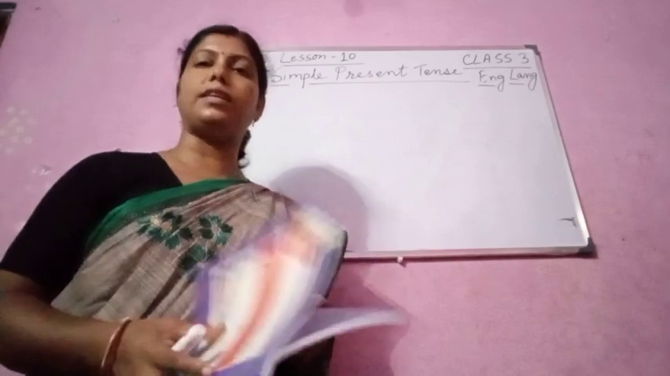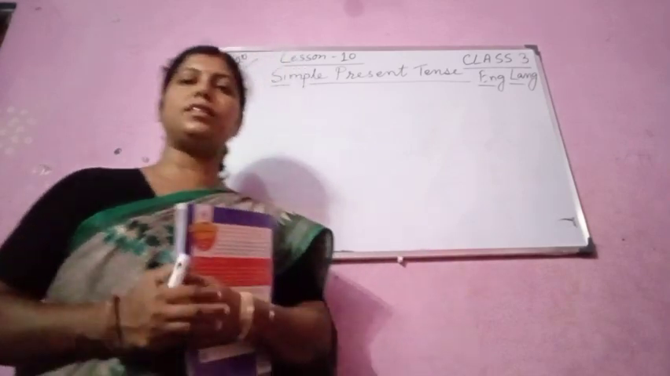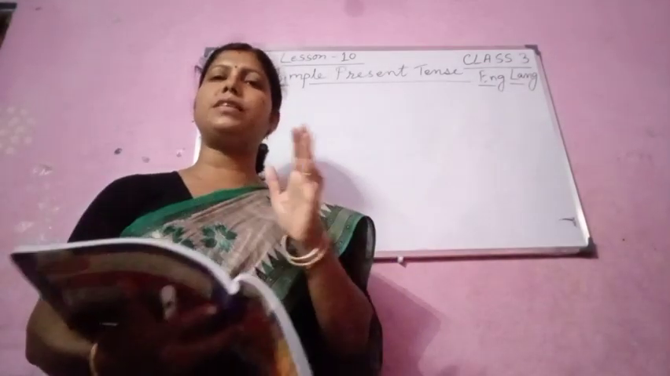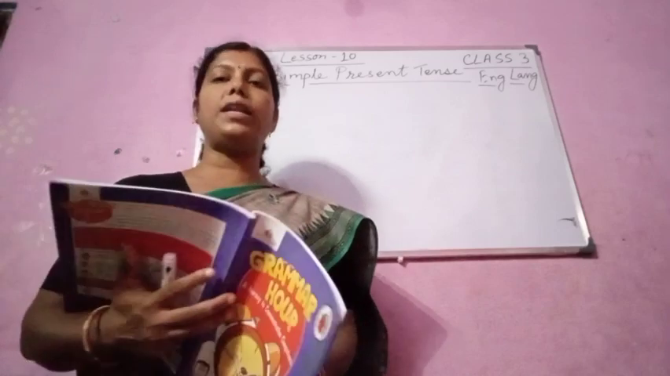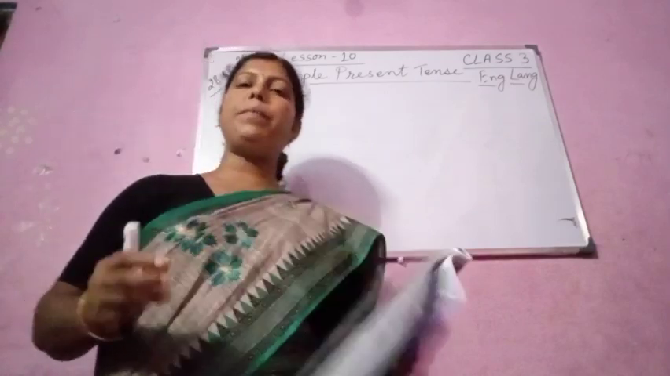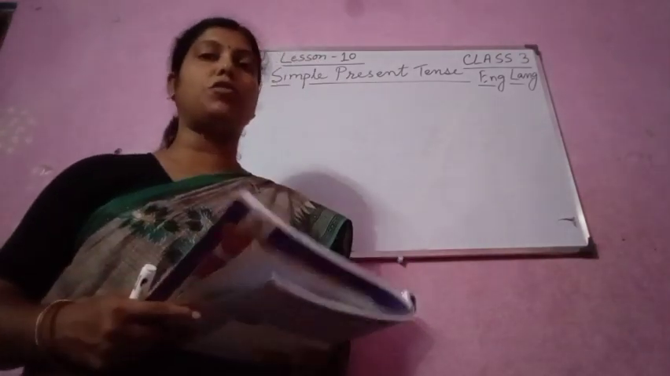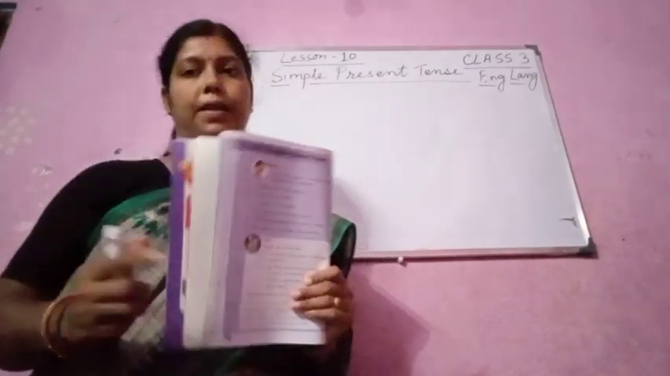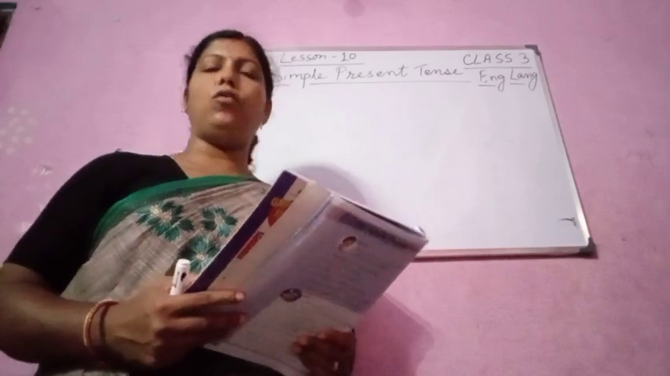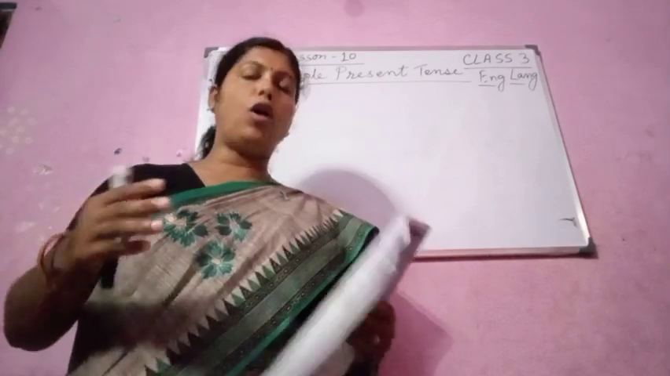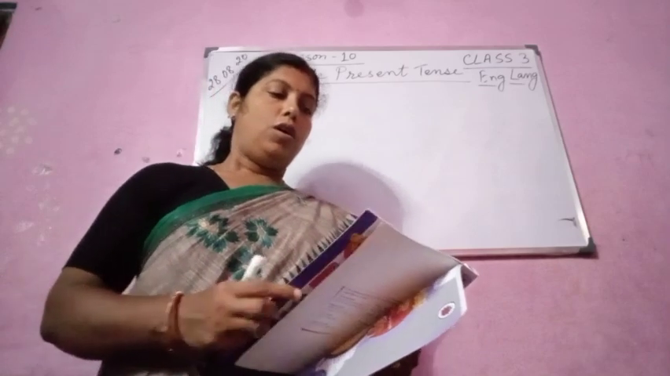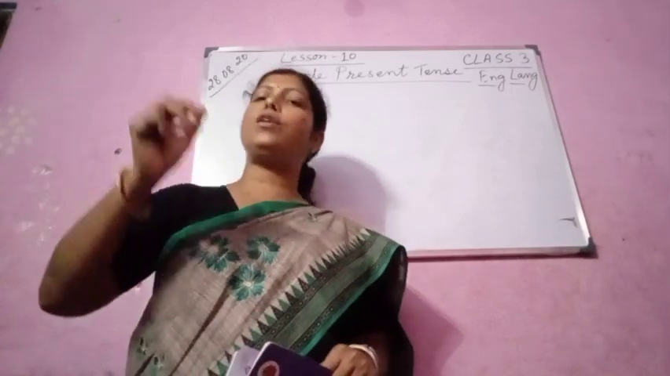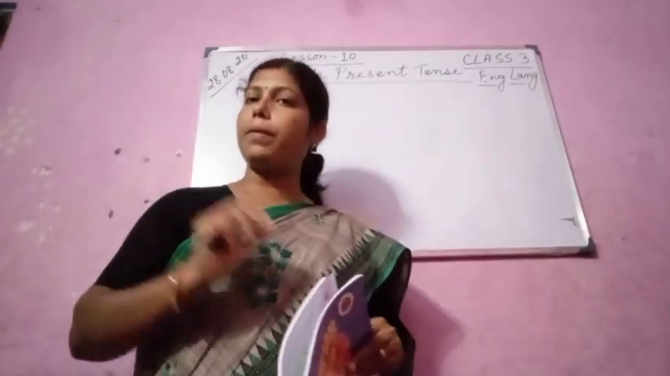So let us continue lesson 10, simple present tense. We are doing this lesson, isn't it? So now you see, here you are talking about simple present tense, right? The simple present tense is a verb tense with two main uses. You have to keep in mind what the uses are. We use the simple present tense when an action is happening right now, or which happens regularly. So when the action is happening right now and when it happens regularly, we use the simple present tense. You have to keep in mind this.